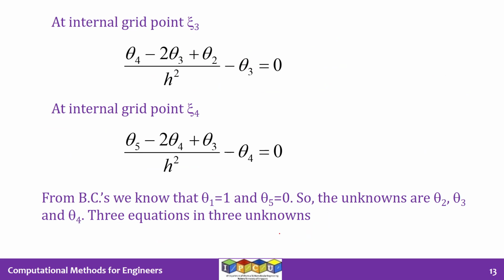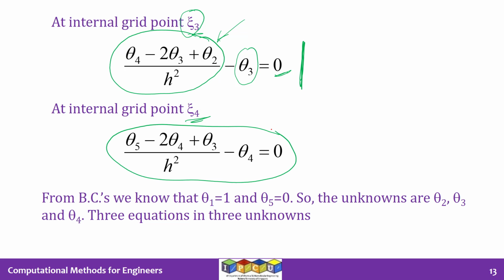Now, if you apply the same idea to grid point psi 3, the second derivative will be replaced by this. Kindly verify that. The theta term in the ODE will be replaced by theta 3 because we are talking about psi 3. And the right hand side of the ODE is given to be 0. Therefore, this is 0. So this is the algebraic equivalent of the ODE at grid point psi 3 based on central difference approximation for the second derivative. The error for this approximation is also of the order of h squared. And at the internal grid point psi 4, you can write the ODE in terms of the finite difference approximation.